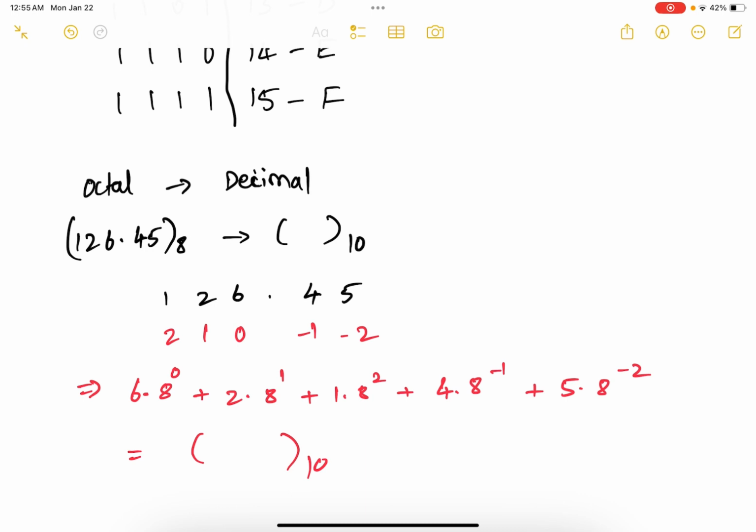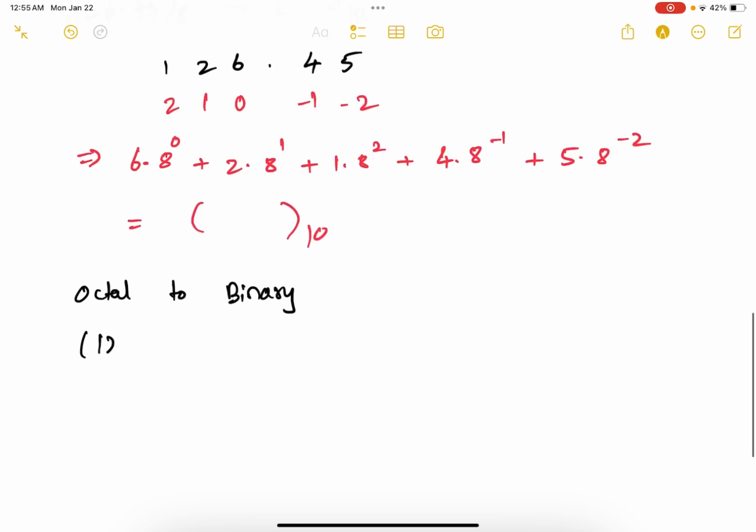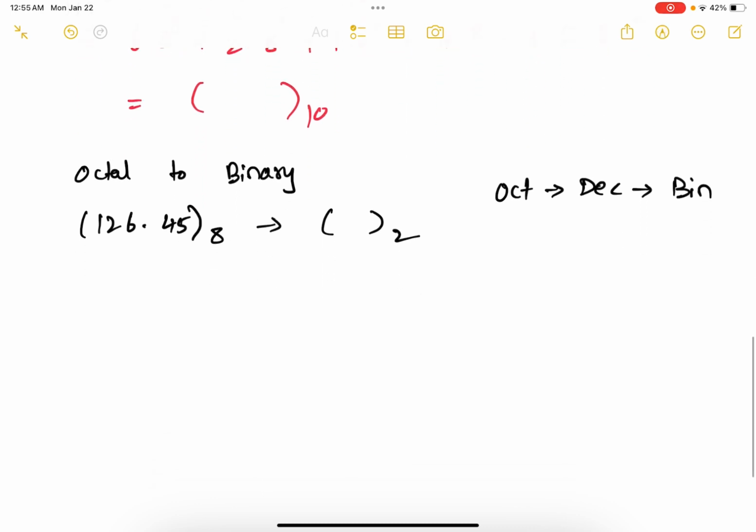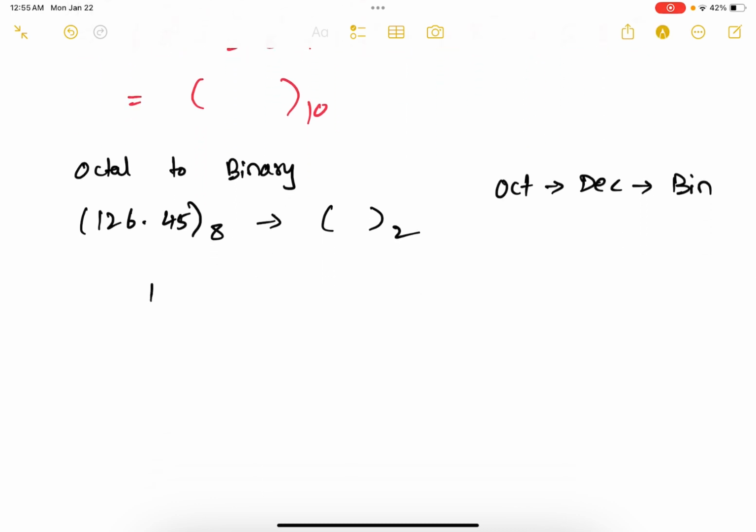Okay, now let's do the octal to binary conversion. So let me take the same thing. You can do the long method, which takes octal to decimal and then decimal to binary, but a much simpler way is you take each individual digit of the number and convert each of the numbers into binary using 3 bits. So this is where the table really helps us.